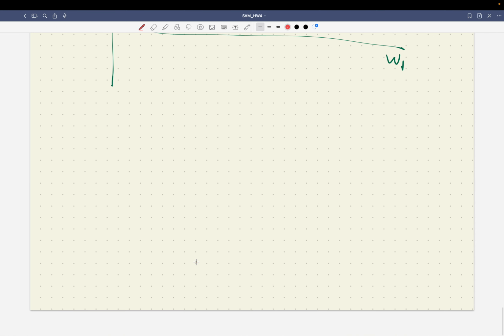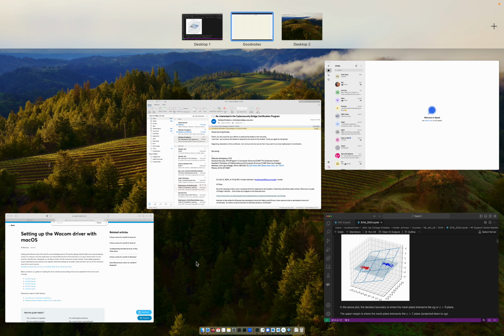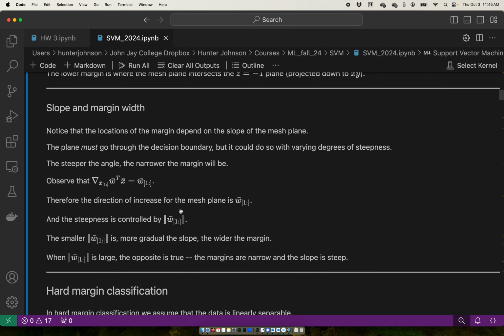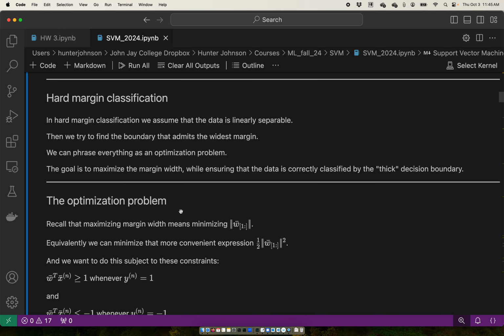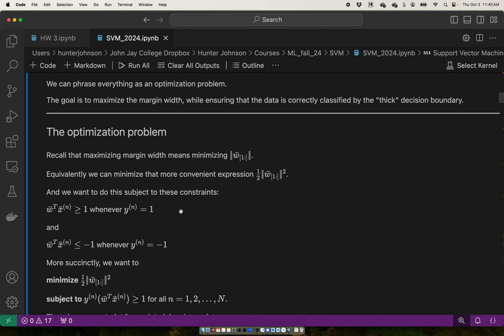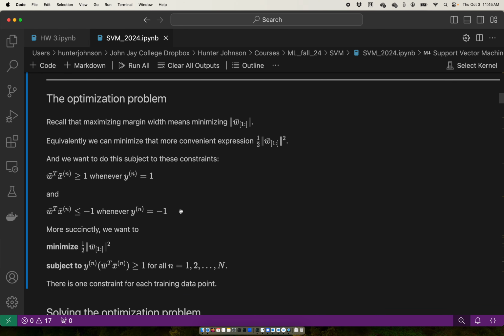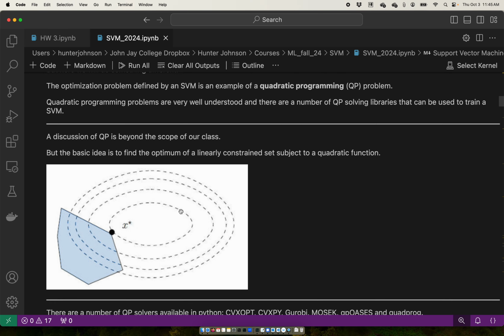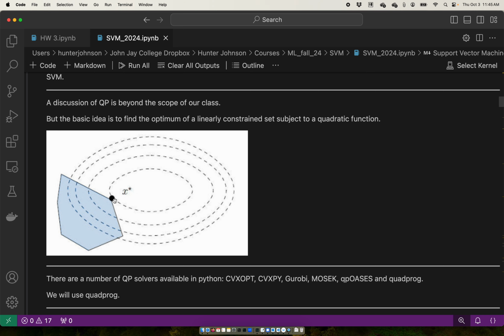Okay, so that turns out to be a certain kind of problem. Like you might be aware of linear programming is a way to solve linear constraints. This one is a little bit different. This is called a quadratic programming problem. Here's another picture of it.